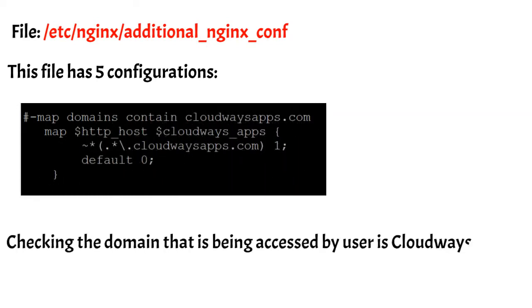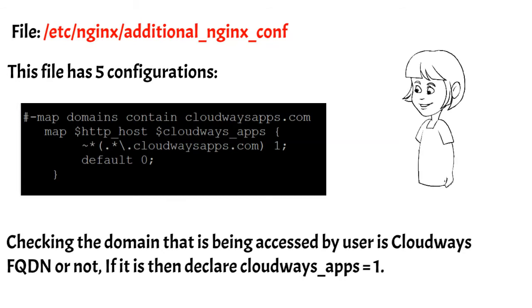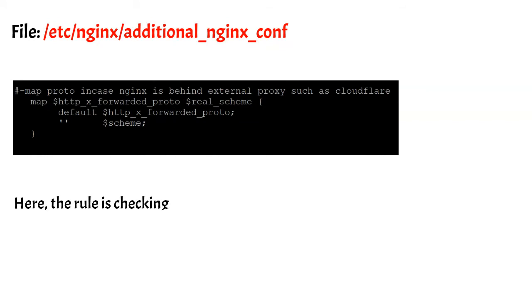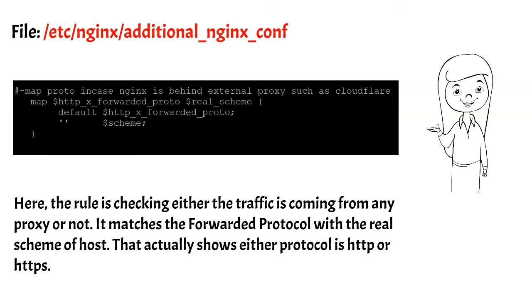This rule on the screen is checking the domain or URL, to see whether it is a Cloudways FQDN or not. If it is, then declare Cloudways_apps equals 1. In this rule, Nginx is checking whether the traffic is coming from any proxy or not. It matches the forwarded protocol with the real scheme of the host. That actually shows whether the protocol is HTTP or HTTPS.